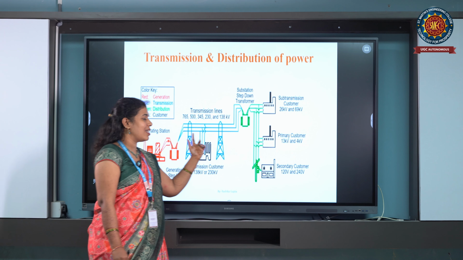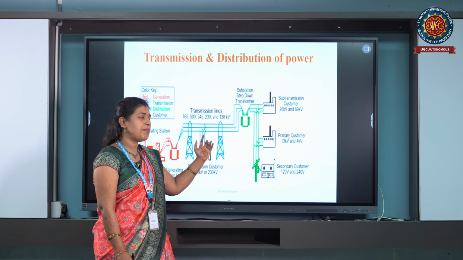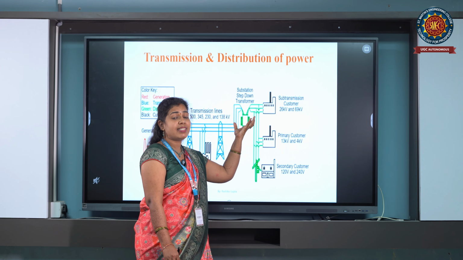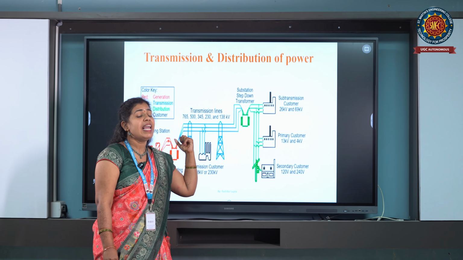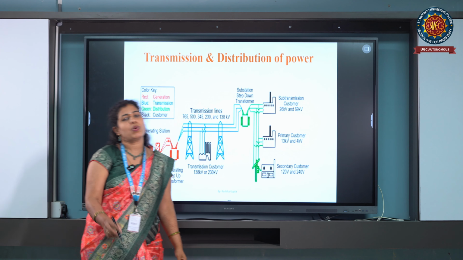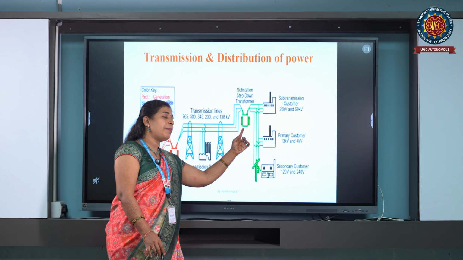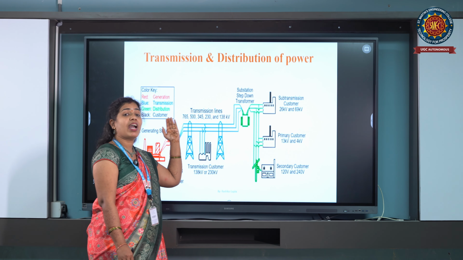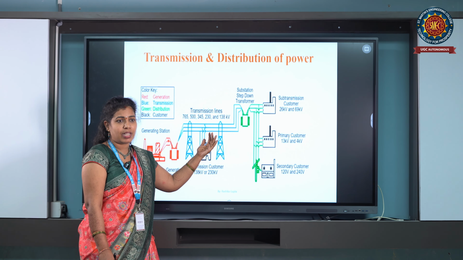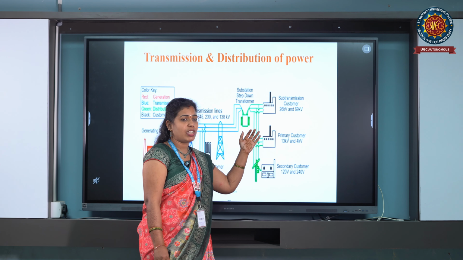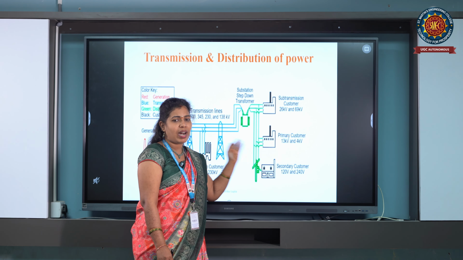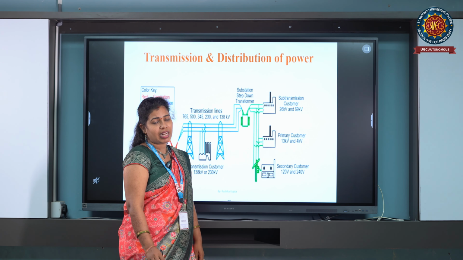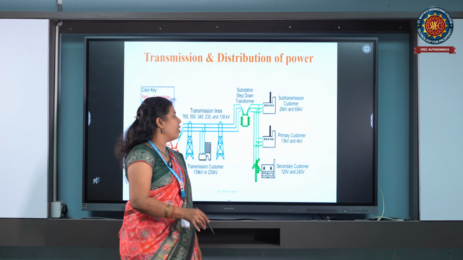Whatever is transmitted through the transmission lines is received by the substations, which we call distribution substations. In these distribution substations we use the step down transformer, because the transmitted power is at a very high voltage, like 500 kV. So we have to decrease that voltage to lower levels. Here, using the step down transformer, we decrease the voltage to lower levels.